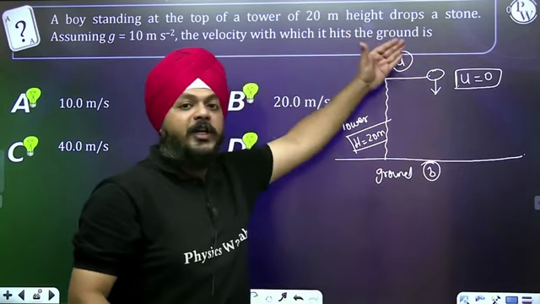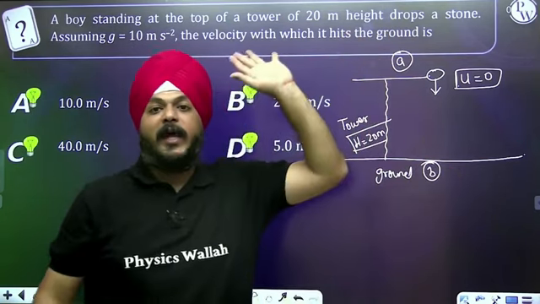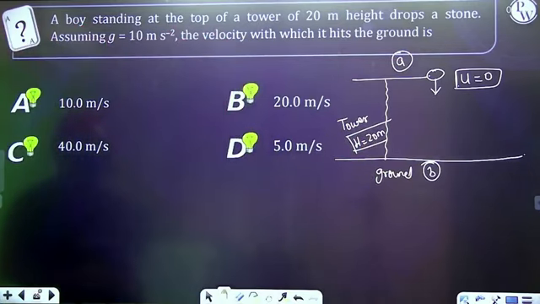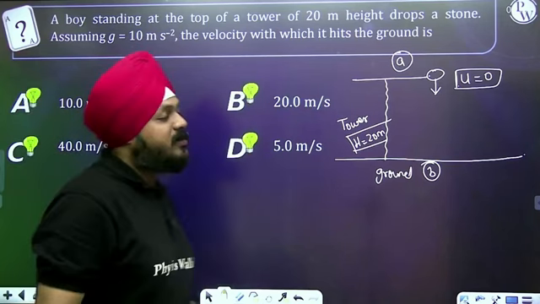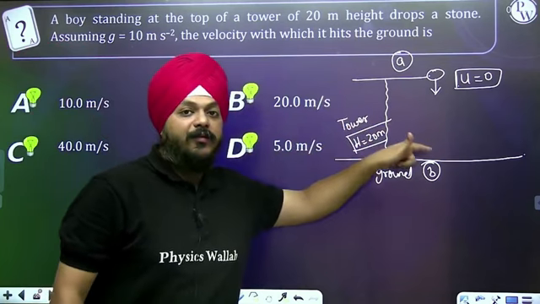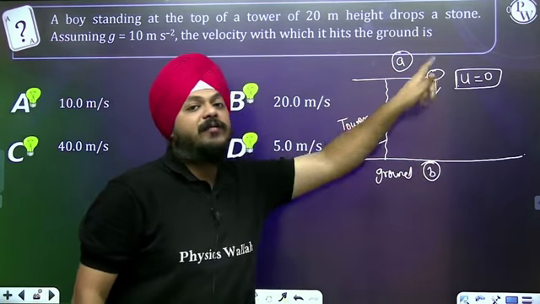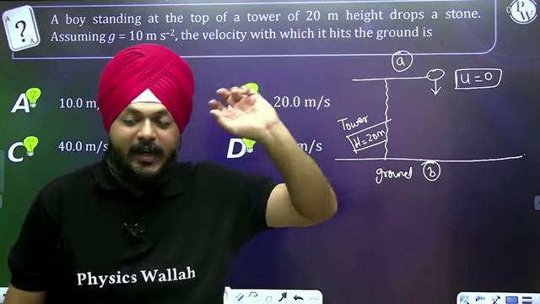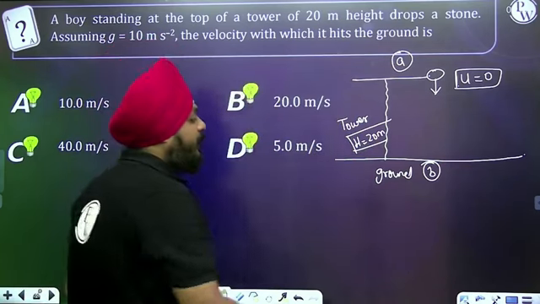In between the top of the tower and the ground, we are going to apply the sign conventions and get to the results. The velocity with which it hits the ground: see, no data about time is given. Height is given. We have to calculate the velocity, and the initial velocity is 0. Immediately we should get a click that we have to use the third equation of motion.